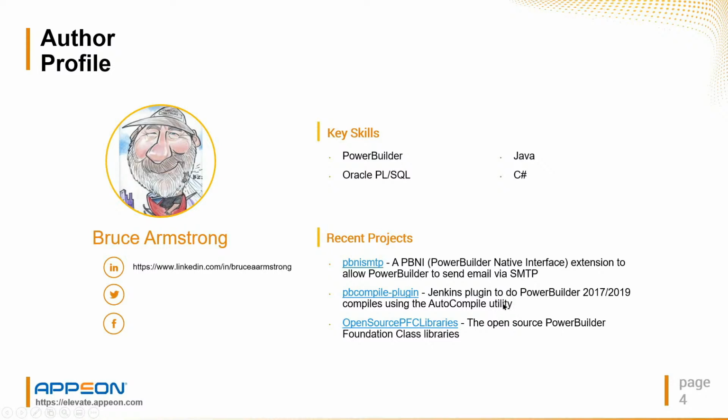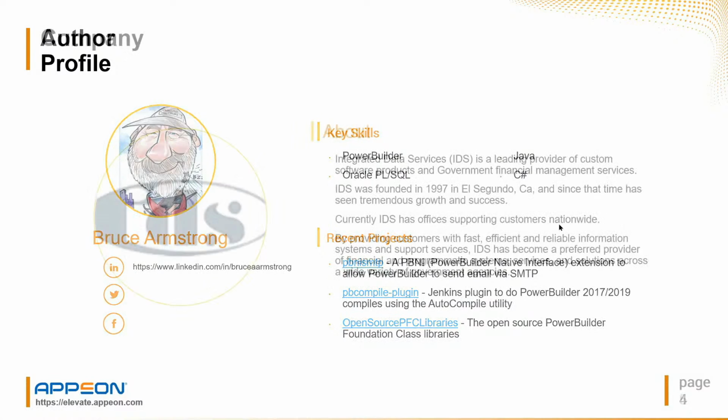And I also wrote some plugins for Jenkins. One of them in particular uses the auto-compile capability that was introduced in 2017 and is still available in 2019 to do command line compiles, so that if you wanted to do automatic compiles of your application using Jenkins, you could do that. So if you're looking at perhaps continuous integration, that may be something you're interested in.